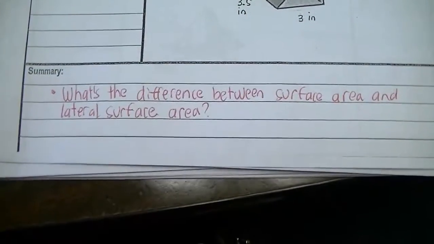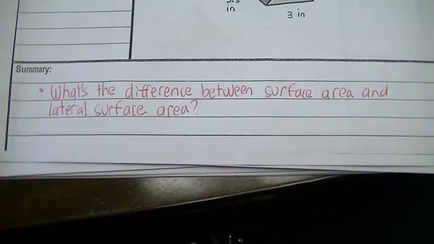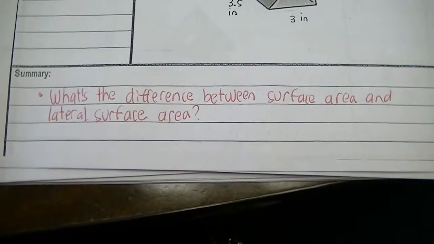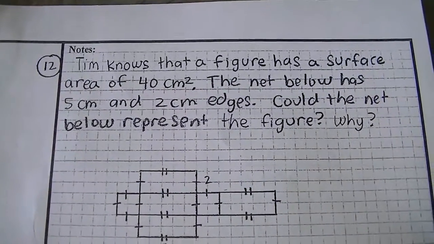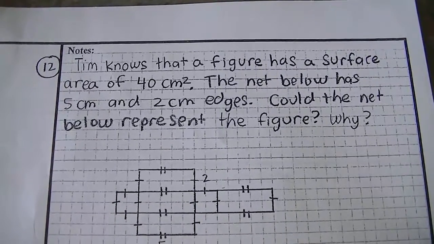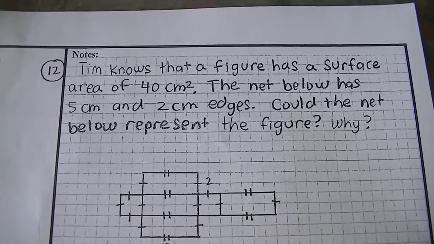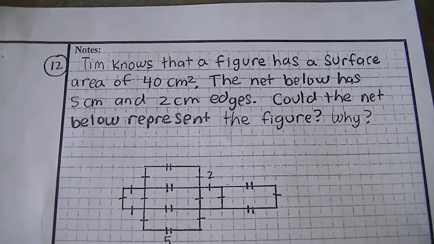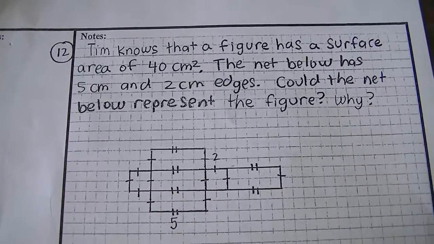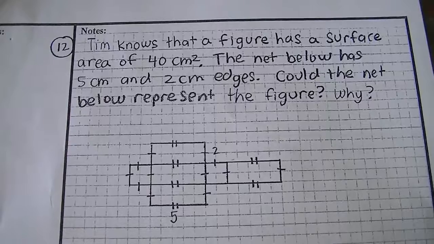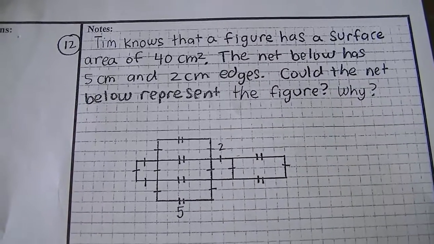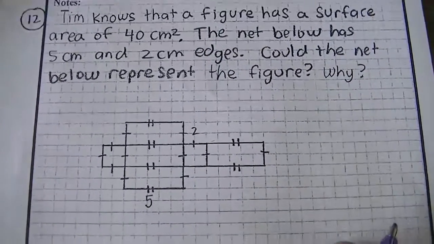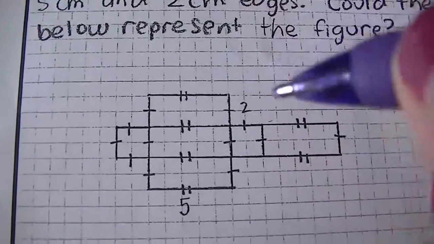Your summary asks, what's the difference between surface area and lateral surface area? Number 12 says, Tim knows that a figure has a surface area of 40 centimeters squared. The net below has 5 centimeter and 2 centimeter edges. Could the net below represent the figure? Why? So I want to first draw your attention to these little tick marks right there.